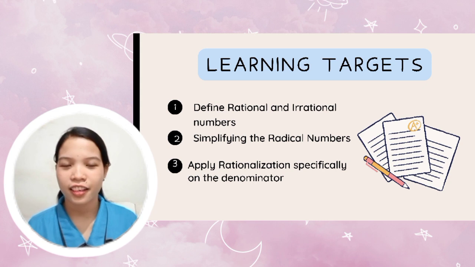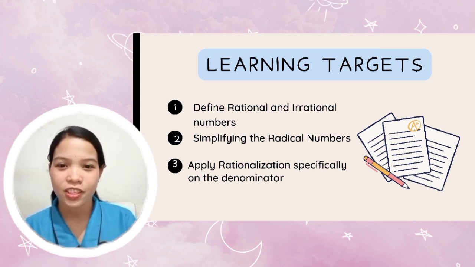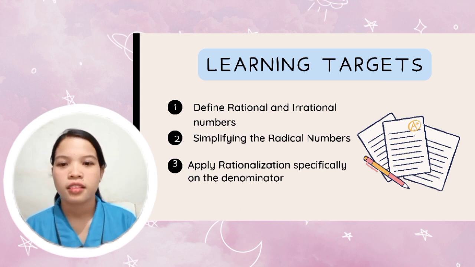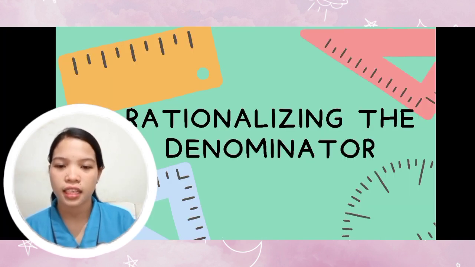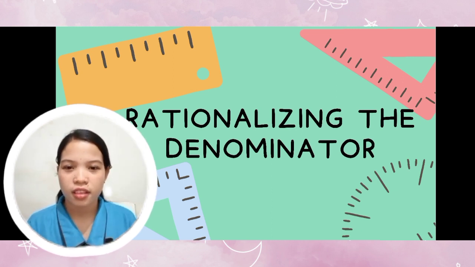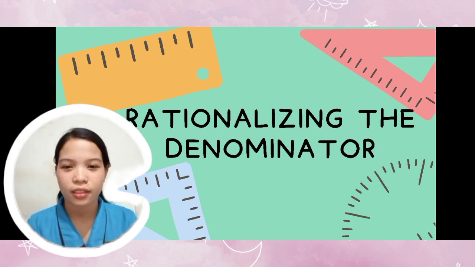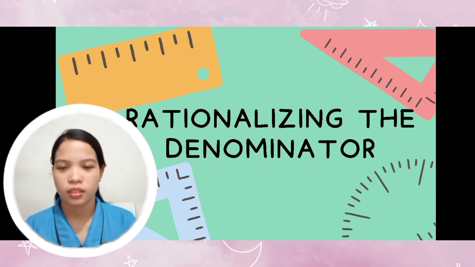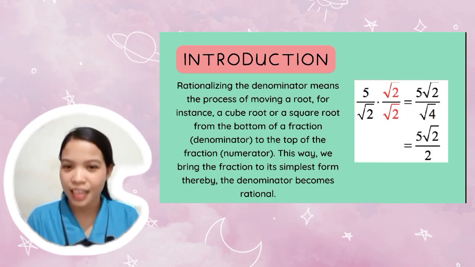First, the learning targets or learning objectives of this lesson are to define rational and irrational numbers. Second, simplify radical numbers. And the third one is to apply rationalization specifically on the denominator. So, my topic today is all about rationalizing the denominator.